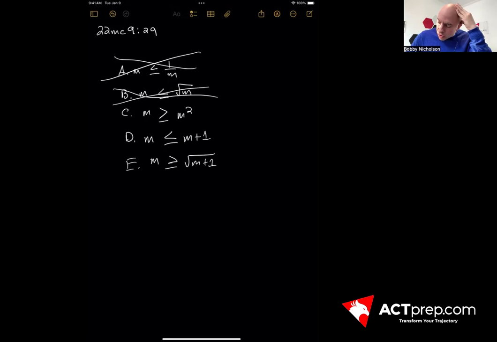All right, so for the next one, 1 is just going to be equal, so we're not going to do that. So yeah, we'll just do 2. 2 is greater than or equal to 2 squared, which is 4. That is not true.